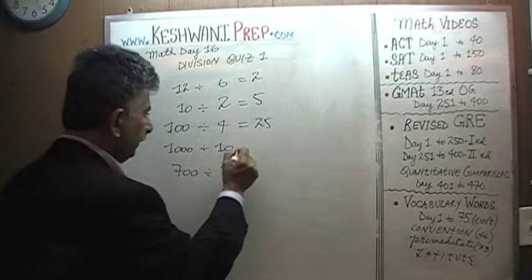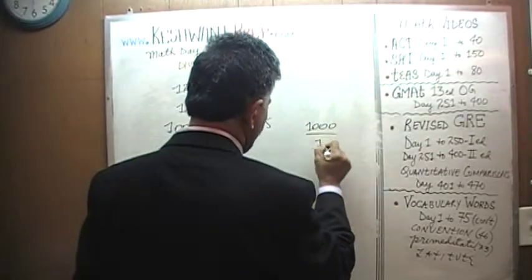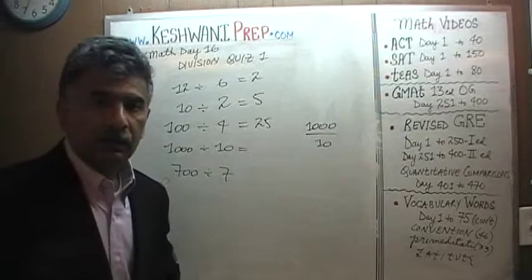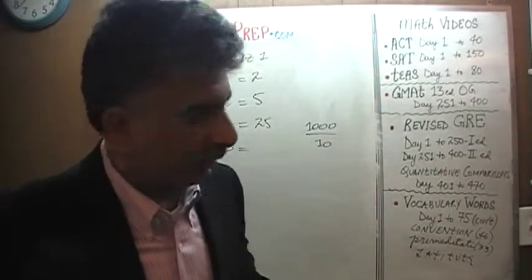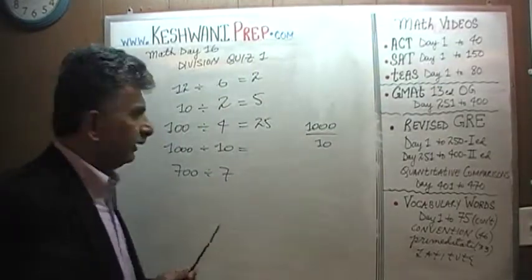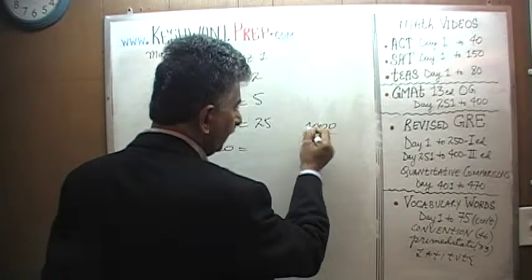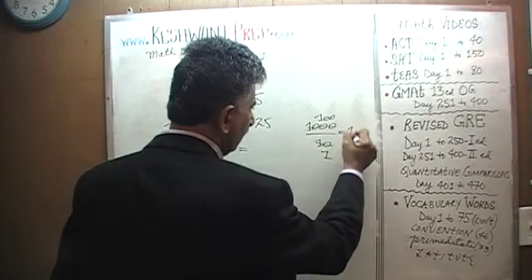1000 divided by 10. We can do it two ways. 1000 divided by 10. And of course, there are 10 100s in 1000. 10 times 100 is going to give us 1000. And this is how we show the process. If we divide top and bottom by 10, 10 divided by 10 is 1. And 1000 divided by 10 is 100, and therefore it is 100 over 1, or 100.